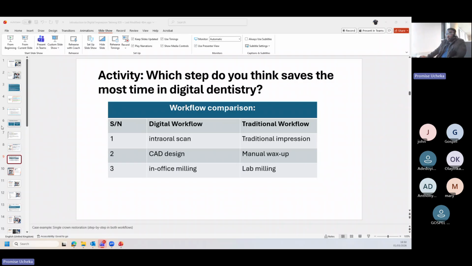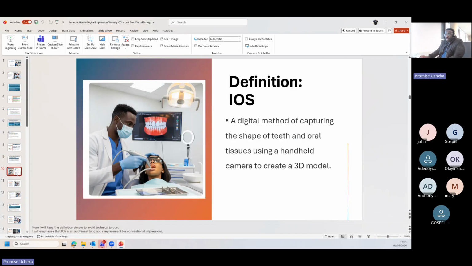So the CAD design replaces the manual waxing up and all of those rigorous processes that you observe in the dental laboratory. The in-office milling, again, saves time and is faster compared to lab production and lab milling. But the intraoral scanning also saves time when you compare it with the traditional impression taking. But it's not only time that it saves you, it also gives you a high level of precision and accuracy when you want to do that.